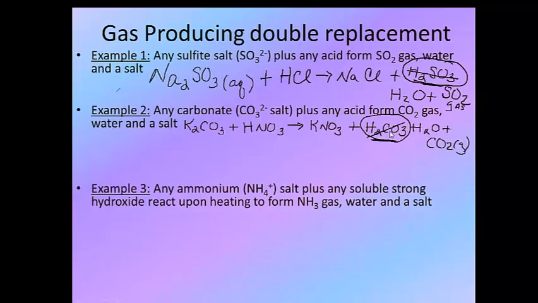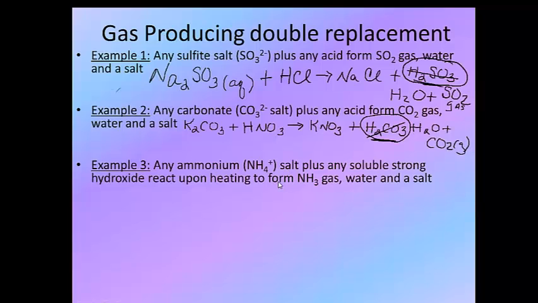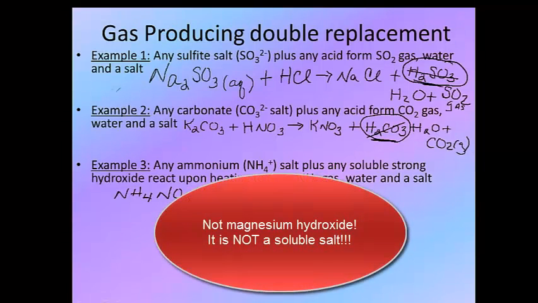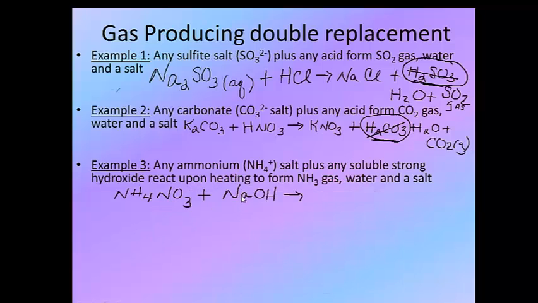Example number 3, ammonium salt and a strong hydroxide. Okay, so let's see. An ammonium salt, let's pick a soluble ammonium nitrate. You'll notice I am using solubility rules a lot. You have to have those memorized. A strong soluble hydroxide would of course be any of the group 1A or 2A hydroxides, so I'm going to use that. Again, notice double replacement because there's a compound and a compound. The sodium will replace the ammonium, the ammonium will replace the sodium. I will get a salt.